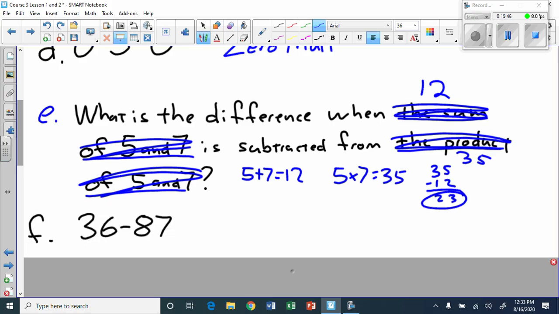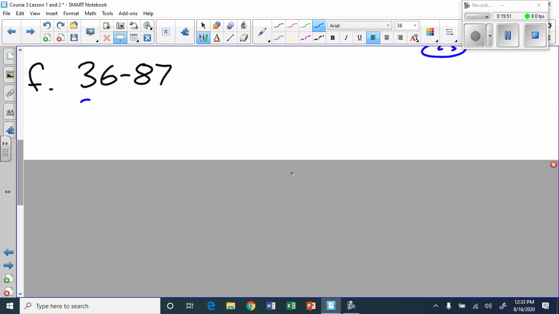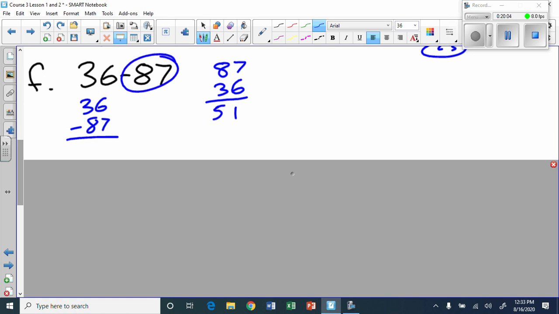As I keep going, F, 36 minus 87. I remember a lot of times we're told you can't subtract a larger number from a smaller. But we are better than that. 87 minus 36 is 51. This is a bigger number, we're taking a bigger number away, so I get a negative 51.